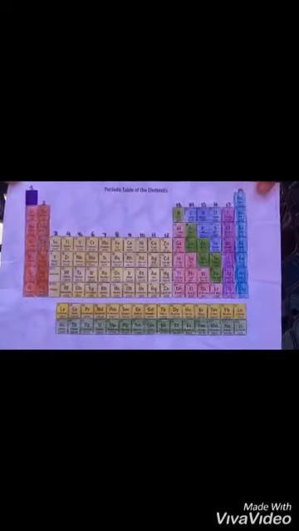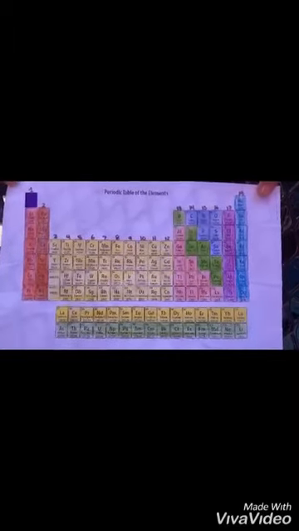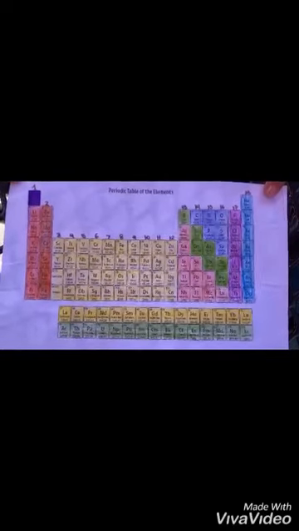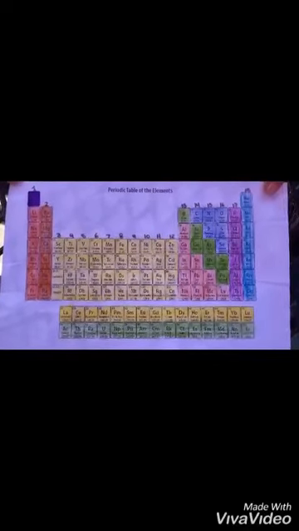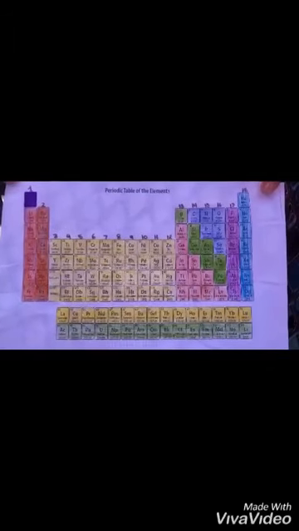Group 17, halogens. All nonmetals, very reactive, poor conductors of heat and electricity, tend to form salts with metals. Example, NaCl, sodium chloride, known as table salt. These elements have 7 valence electrons, group number minus 10.